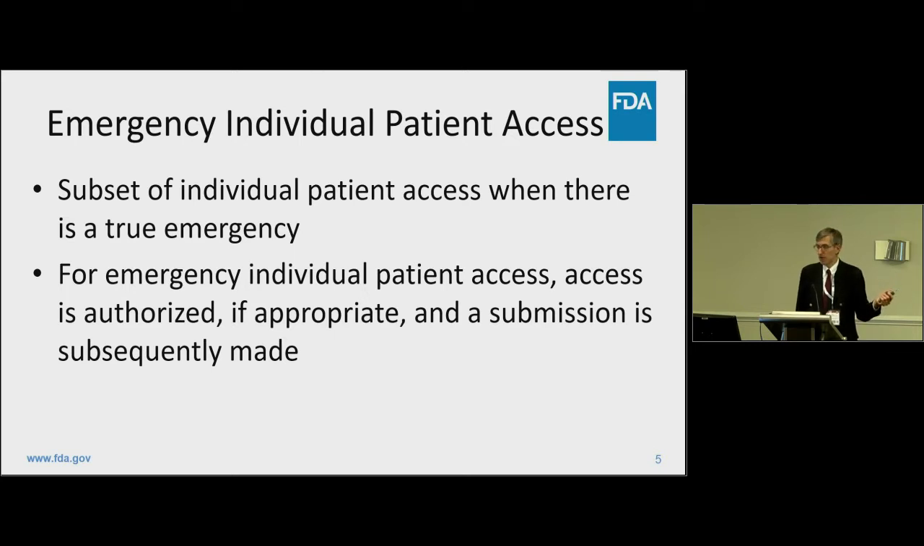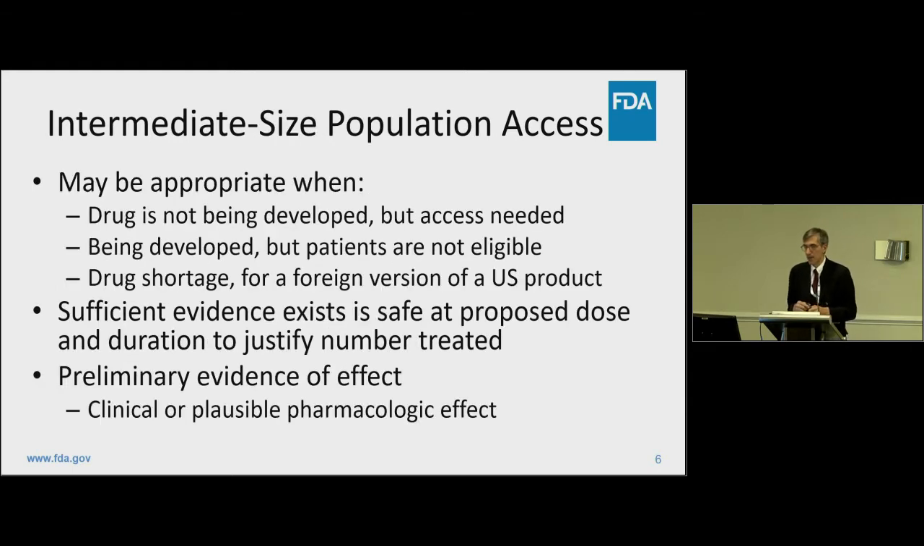We have an emergency pathway, which is applicable for a subset of individual patient access where there's a true emergency. I know because I get these occasionally. People call me in the middle of the night when they can't find someone else. We grant these if somebody has a company willing to provide the drug, there's an emergency, and we authorize access on the spot or within hours generally of getting the request, and then a submission is subsequently made and IRB notification is subsequently made.